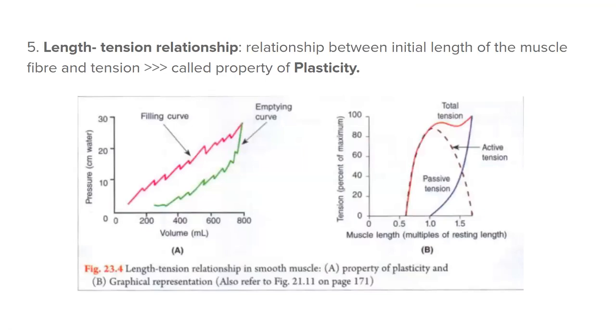So the length tension relationship is not like what we saw in skeletal muscle. It's quite haphazard. Here they did an experiment with the urinary bladder. They kept injecting 50 cc of fluid into the urinary bladder, and they found the tension that developed in the muscle was quite jagged. It would go up, it would go down, and they removed the same amount of fluid. They kept removing 50 cc after it reached 700 cc, but you see that the tensions do not correspond.